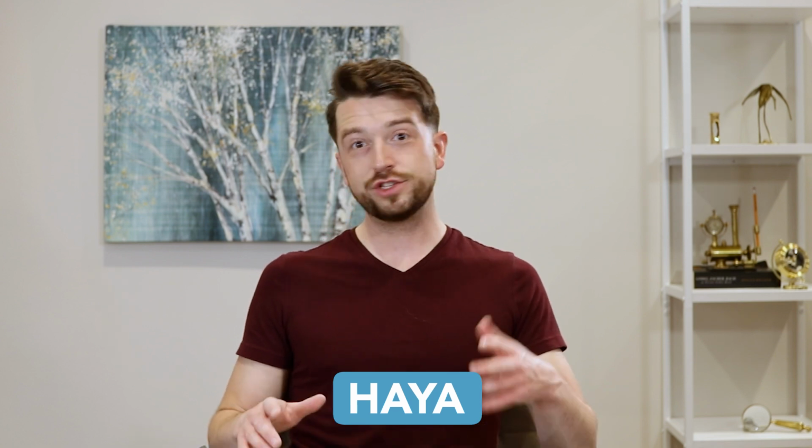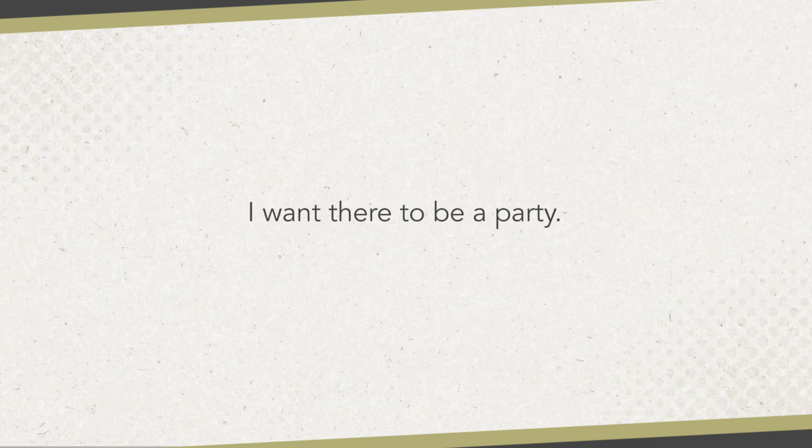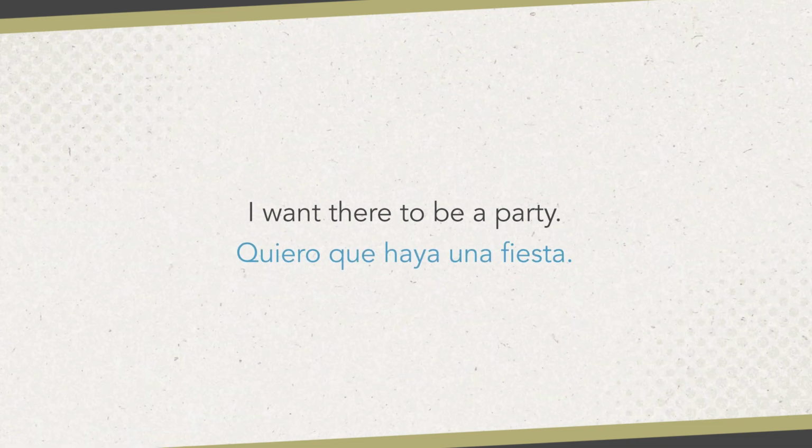This is a subjunctive form, and it's kind of tricky, but super important. Haya is used whenever someone wants something to exist, or wants there to be something. Here's a super common sentence structure that uses it. I want there to be a party. Quiero que haya una fiesta.